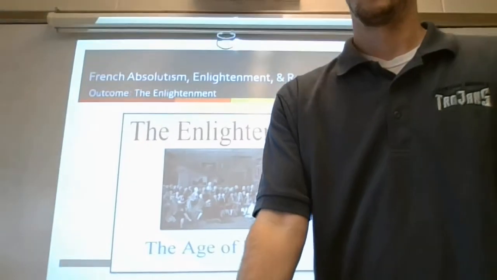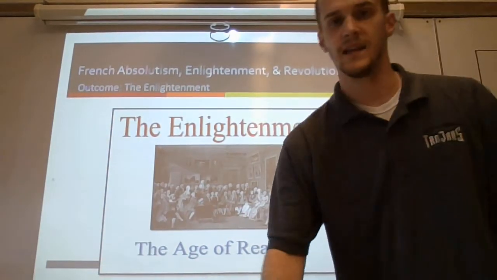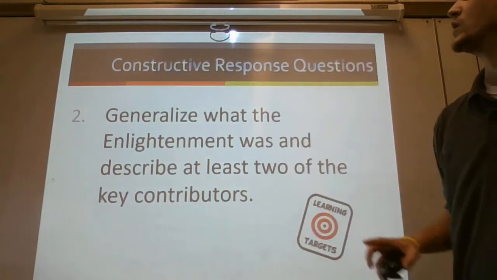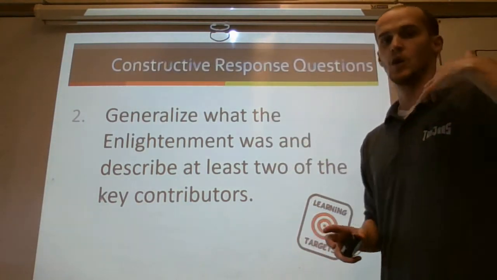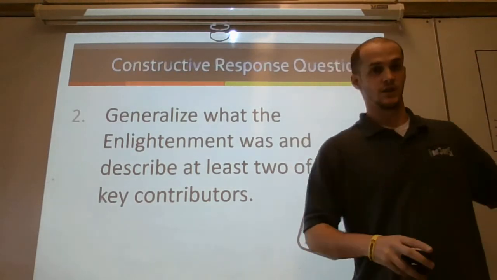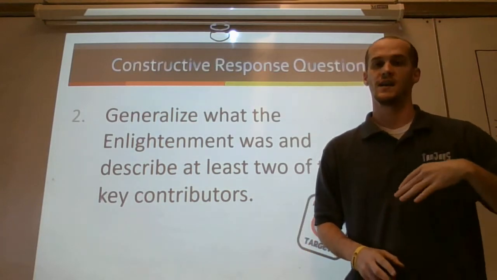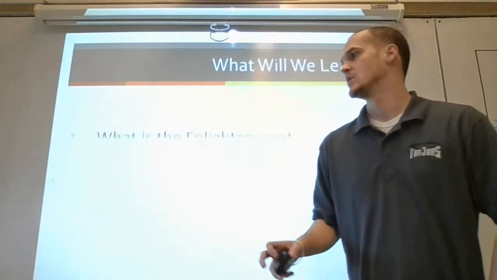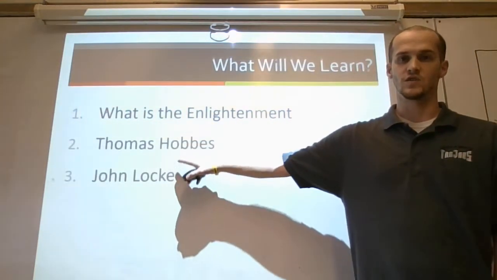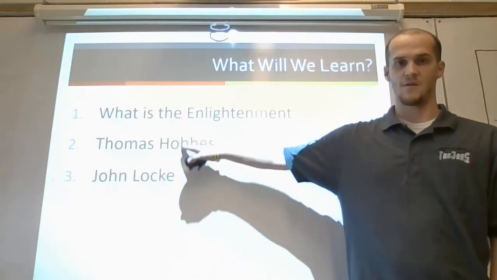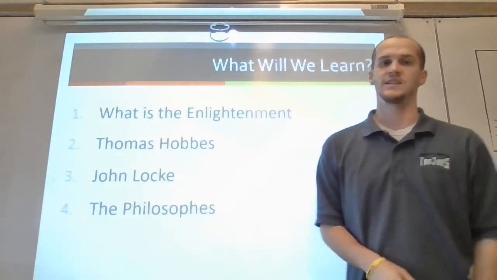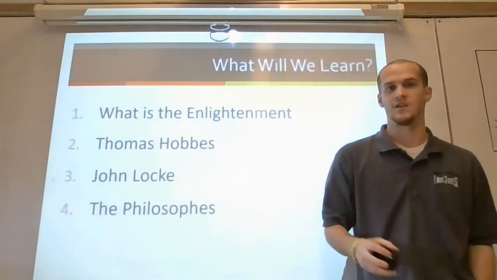Now, we're going to look at the notes. The Enlightenment time period, or the Age of Reason. By the end of this, you should be able to discuss what the Enlightenment was and describe at least 2 key contributors. We're going to talk about 7, but you should be able to pick 2 and analyze their impact. So we're going to look at what the Enlightenment is, 2 major individuals, Thomas Hobbes and John Locke, how they vastly differ with one another, and then the other philosophers, which is how we get to 7 individuals.